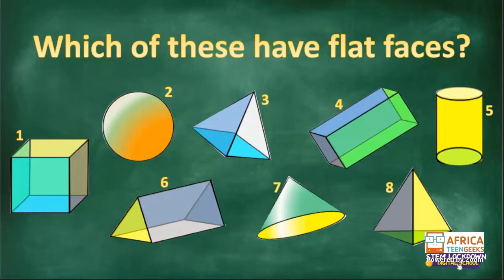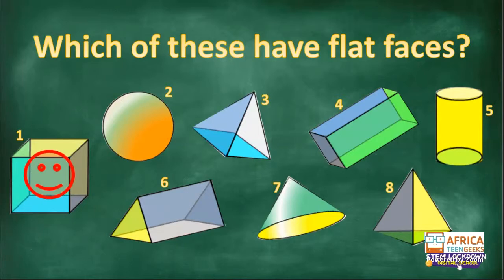Which of these have flat faces? Look carefully at the question, guys. Which of these have flat faces? All right, I have an answer. I think Ethan was the first one to tell me 1, 3, 4, 5, 6, 7, 8. So everything except the sphere has flat faces. Remember, I didn't say flat faces only. I said flat faces.